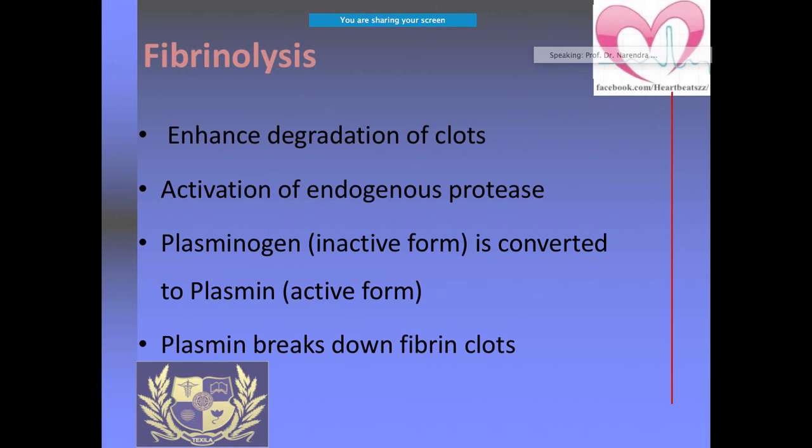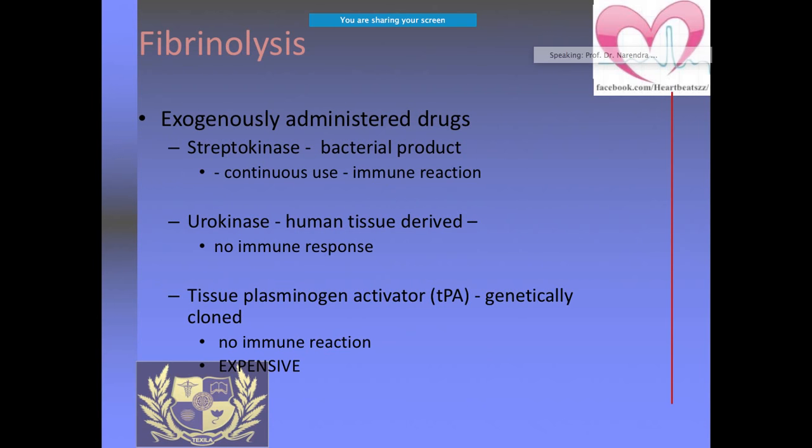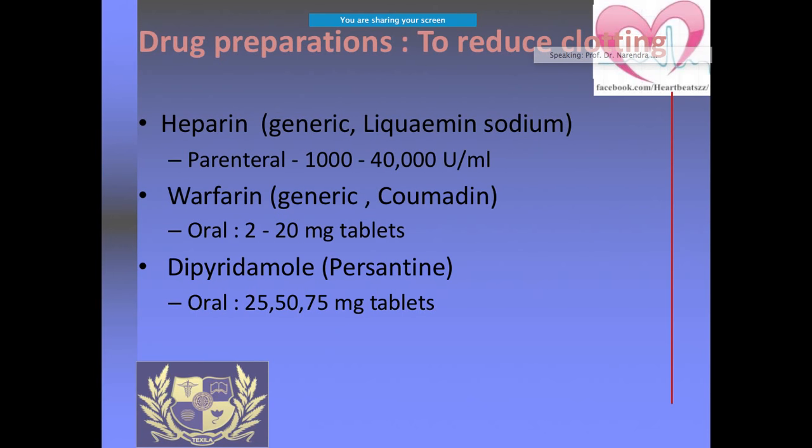As I was telling you, for fibrinolysis you try to use streptokinase, but streptokinase is a bacterial product, so when you use it, sometimes you may get immune reactions. However, when you use a human tissue-derived urokinase, you may not come across such problems. Similarly, when you use a tissue plasminogen activator, which is a genetically cloned product, you will not get any immune reaction at all. However, it can be very expensive.